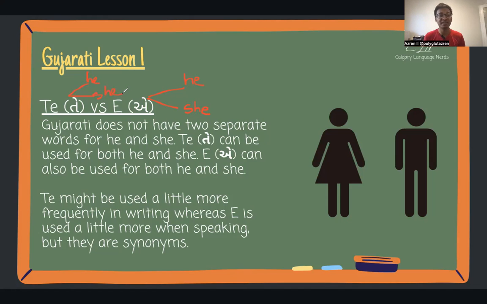Te and e are synonyms. You can use te or you can use e. Both are correct. Okay. Now, te might be used a little more frequently in writing, whereas e might be used a little bit more when speaking, but this is just a subjective guess on my part. I could be really wrong about this.